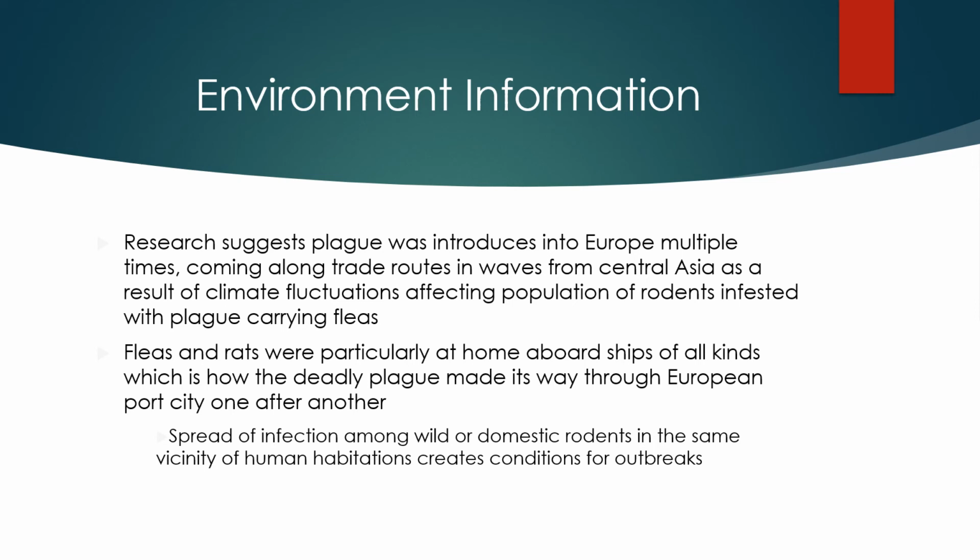Finally, I'm going to talk about the environmental information of the Black Death. Research suggests that the plague was introduced into Europe multiple times, coming along trade routes and in waves from Central Asia as a result of climate fluctuations affecting populations of rodents infested with plague-carrying fleas. Fleas and rats were particularly at home aboard ships of all kinds. This is how the deadly plague made its way through European ports one after another.